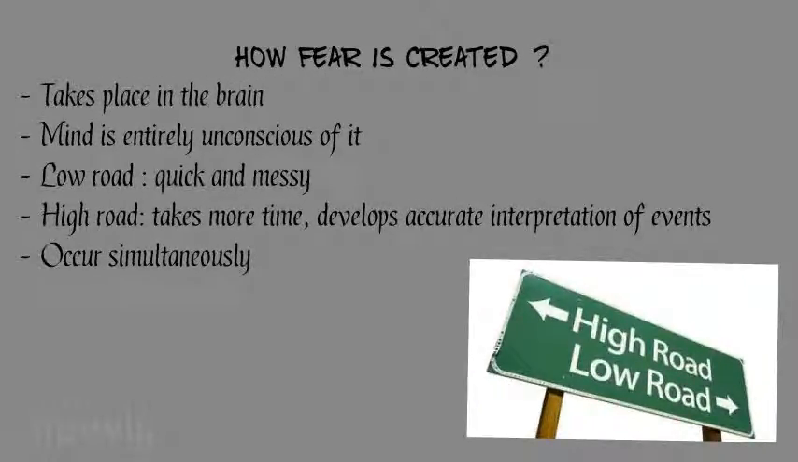How is fear created? The process of creating fear takes place in the brain and is entirely unconscious. There are generally two paths that are involved in the fear response: the low road and the high road. The low road is quick and messy, while the high road takes more time, delivering a more accurate interpretation of events. Even so, both processes take place simultaneously.